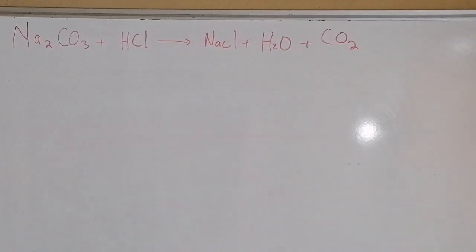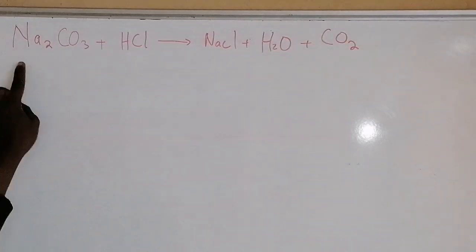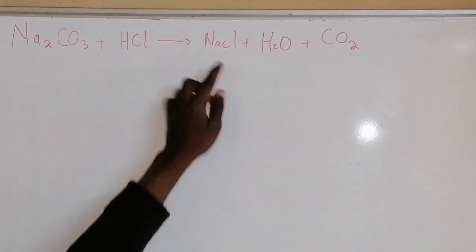We have Na2CO3 plus HCl to produce sodium chloride, or NaCl, plus H2O plus carbon dioxide. So let's prove if it's balanced or not. Then we balance it if it's not balanced. Na2, Na, so it's not balanced.